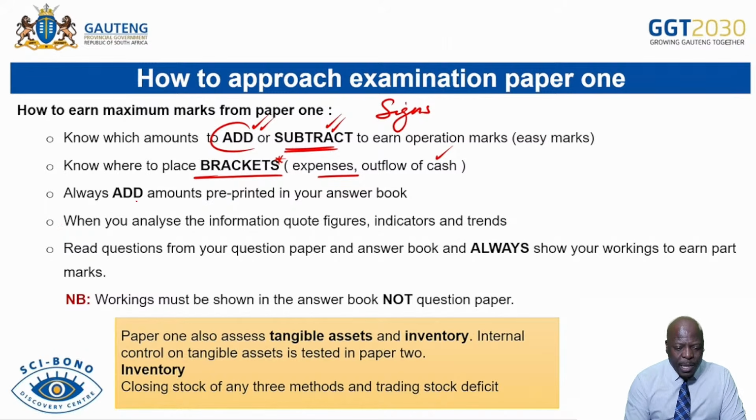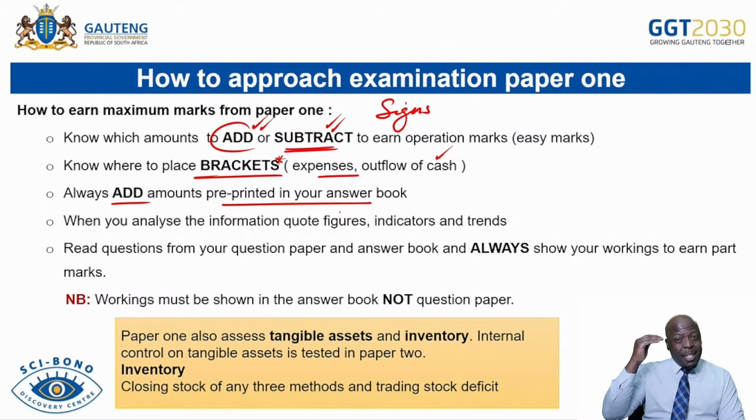And then always add amounts that are pre-printed in your answer book. You'll find that in your answer book, there are amounts that are already in there. Always add those amounts that would have already been pre-printed for you. And when you analyze the information, code figures, indicators, as well as trends. And then read questions from your question paper and answer book.